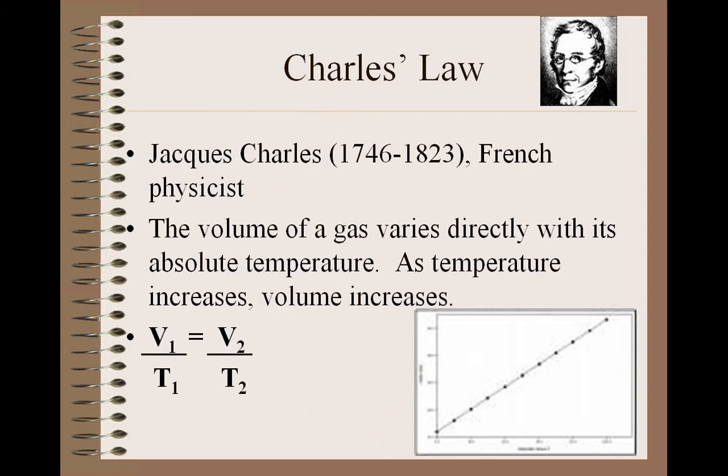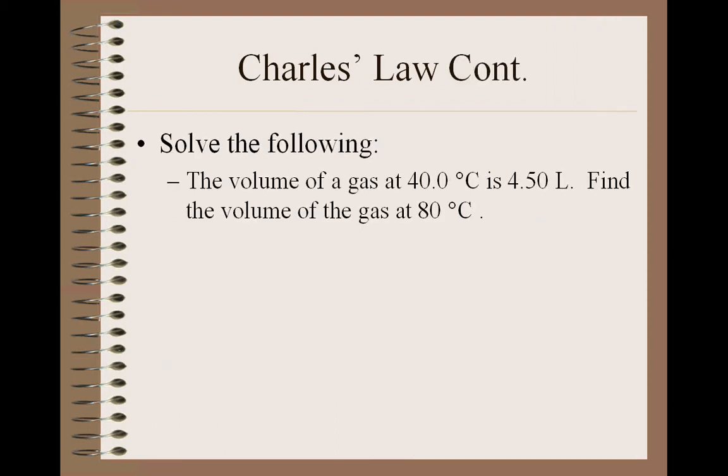Then we also have Jacques Charles, who invented Charles' Law. He lived from 1746 to 1823 and was a French physicist. He discovered that the volume of a gas varies directly with its absolute temperature. As temperature increases, volume increases. So the formula for Charles' Law: volume 1 over temperature 1 is equal to volume 2 over temperature 2. So we're going to solve using Charles' Law.